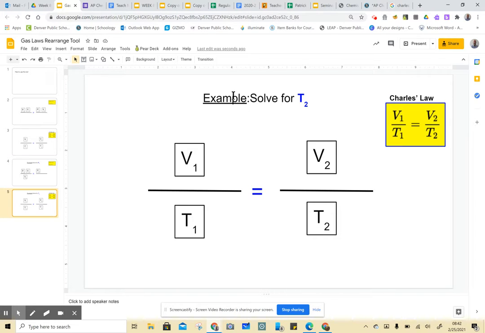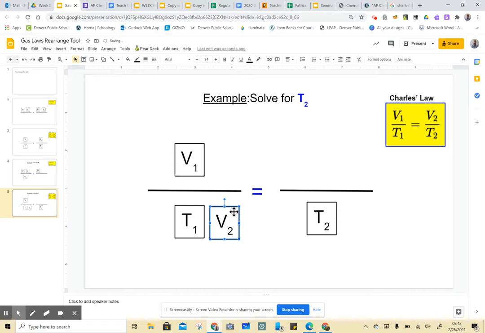Now, when we're looking at Charles' law, it gets a little trickier because we have fractions on both sides. So one of the hardest things for kids to do is solve for T2. So the way we'll do that, you can just rearrange these. Remember, when you move one from one side to the other, you just need to move it to the other side of the fraction.